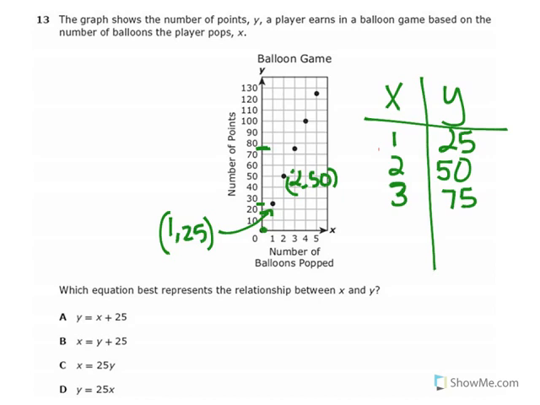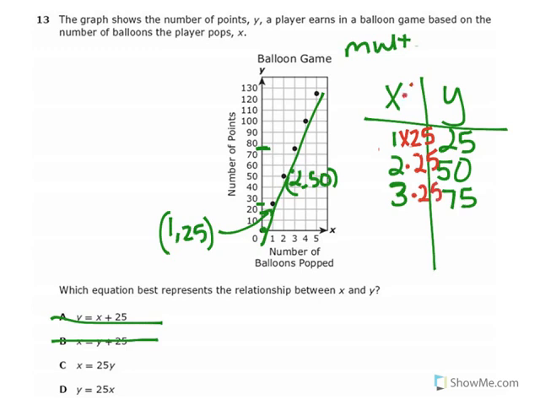It's multiplicative. So I know right now my answer is not A and my answer is not B because it goes through the origin. And if it goes through the origin, it is multiplicative. I have to be multiplying, right? So what am I multiplying to get to my answer? What am I doing to 1 to get to 25? I could say I'm multiplying by 25. What about to the 2 to get to 50? I'm going to use a dot to represent multiplication there. 25, and 3 times 25 is 75. So I'm saying x times 25 is equal to my y.